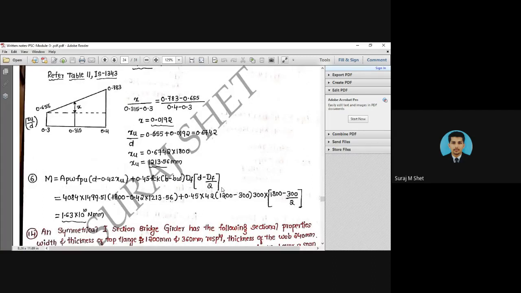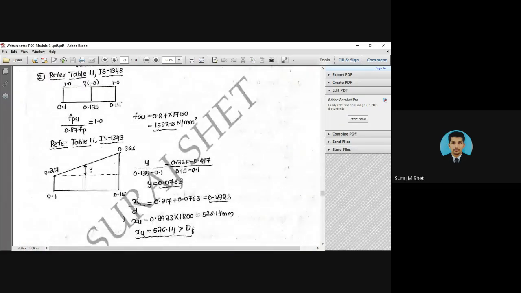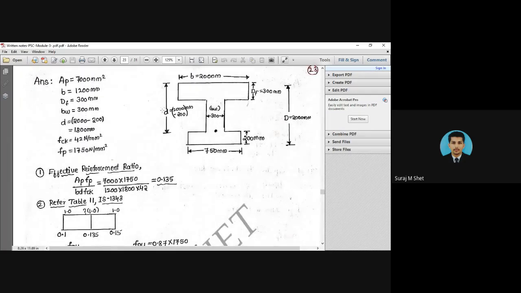What is the moment formula? You have to remember these two formulas in the exam and solve. Moment is equal to APW into FPU into d minus 0.42 XU, plus 0.45 into FCK into B minus BW into DF into d minus capital DF divided by 2. Substitute all the values and you will get the total moment of resistance. If you know this type of problem, then you can solve any type of problem. All these problems will be the same, but instead of giving the d value, they will twist the problem. They will not give the small d value, they will give the overall depth, and you have to calculate small d like that. Okay, I hope you understood this problem.